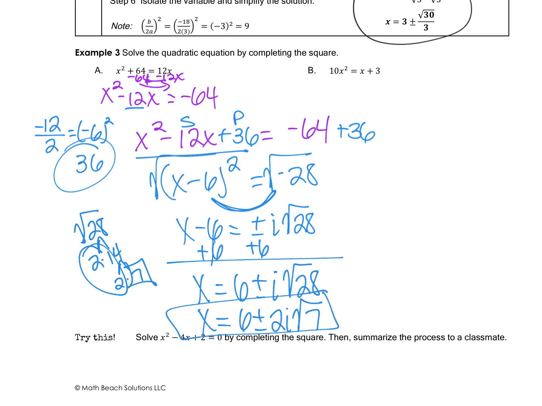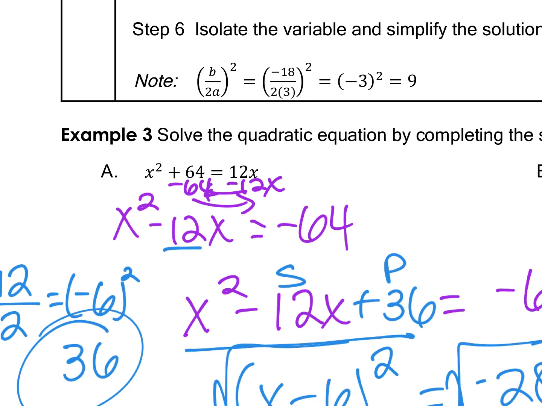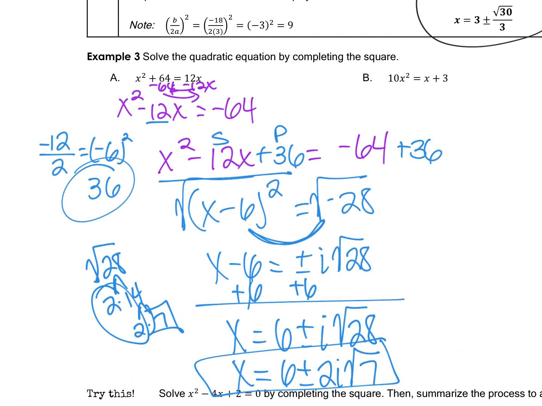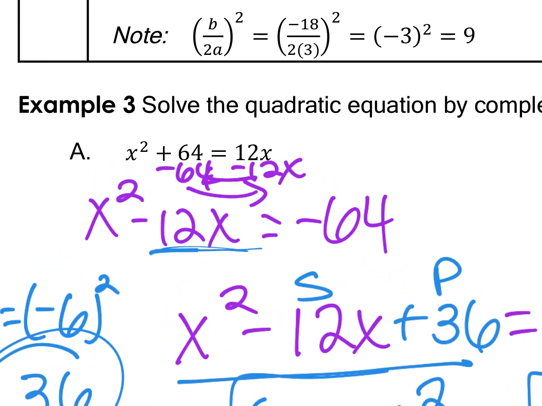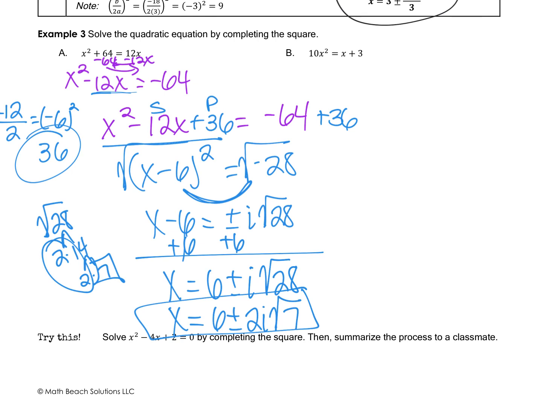So this is another way of solving a quadratic equation. We weren't able to use the actual square root method at the beginning because we didn't have anything that was squared without that missing x term right here. So we had to complete the square, and then we were able to use the square root method.